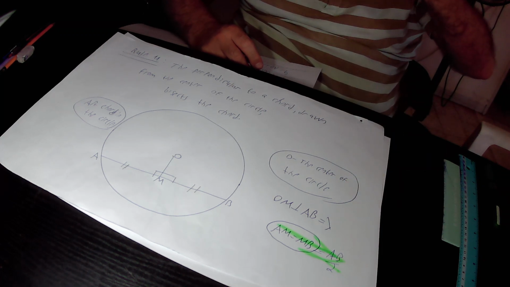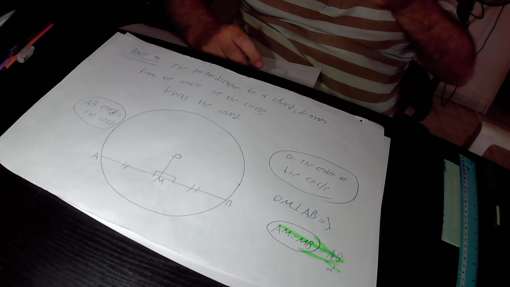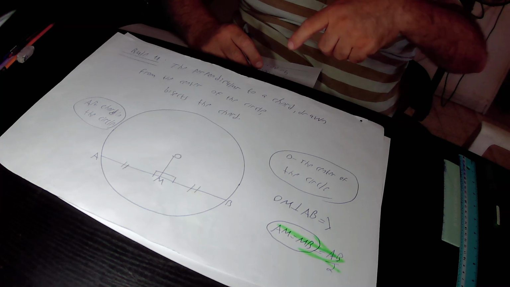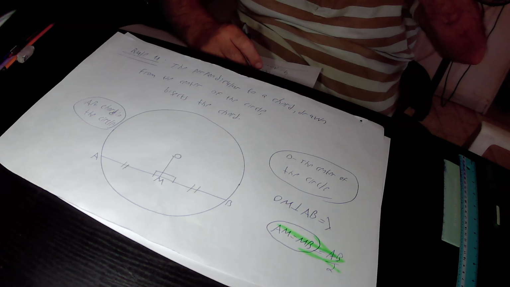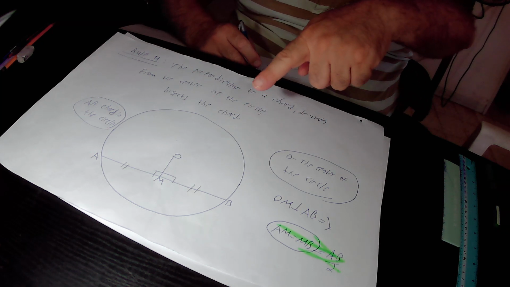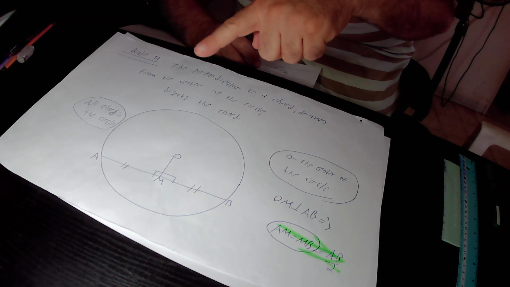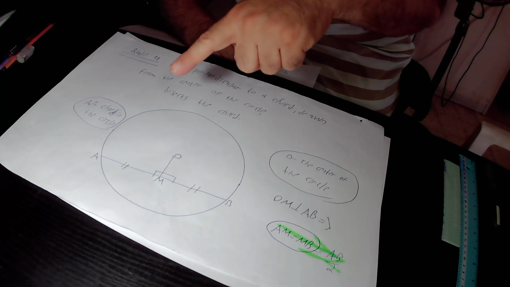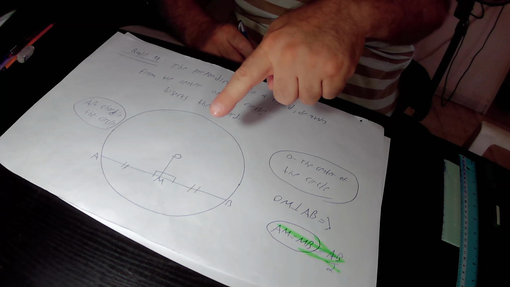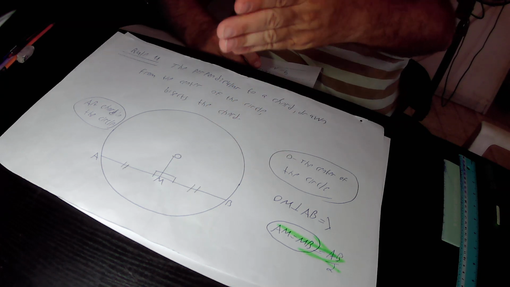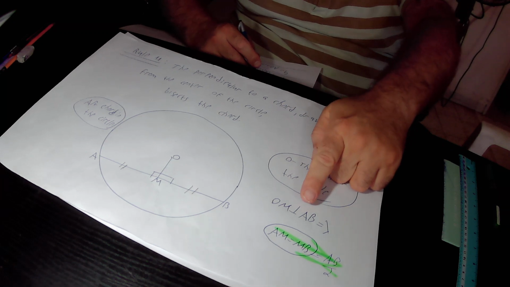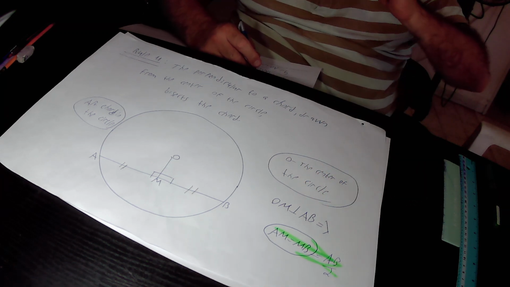Okay, so whenever you draw a perpendicular from the center of the circle towards any chord, it will bisect the chord. Here, perpendicular OM bisects chord AB. It divides chord AB into two halves. The first half is AM, and it is, of course, equal to the second half, MB, and each half equals AB over 2. So AM equals MB equals AB over 2.